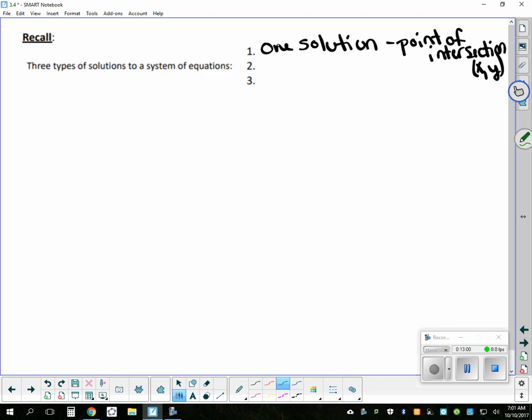The second type of solution would be no solution, and you could get no solution when you have parallel lines. And the third type of solution you could get would be infinite solutions, and that occurs when you have the same exact line. Keep in mind that doesn't mean every point would be a solution to that system, just the points that would be on that single line.